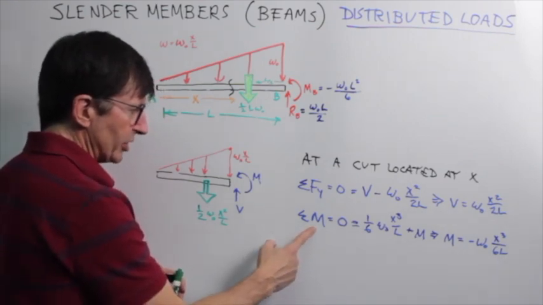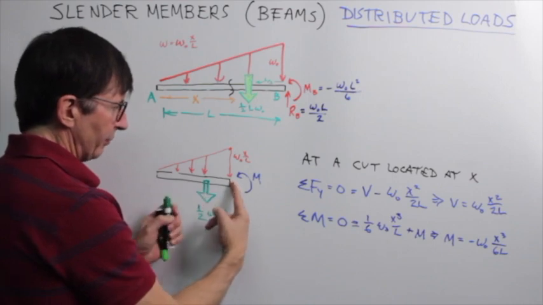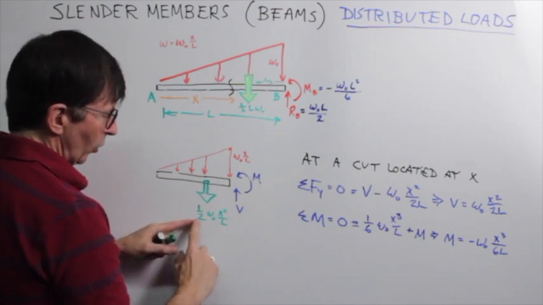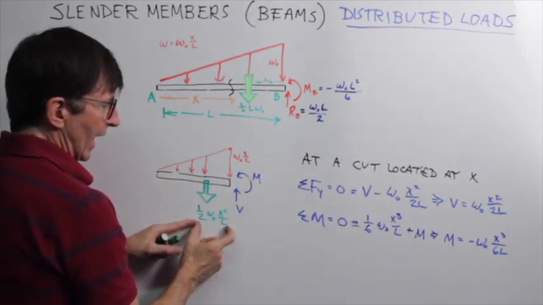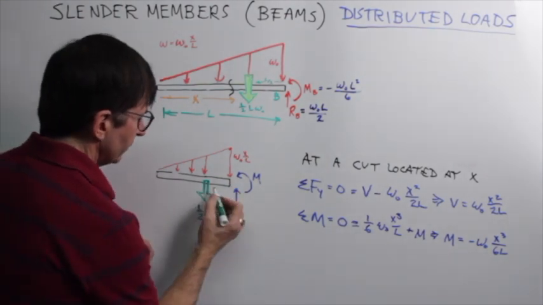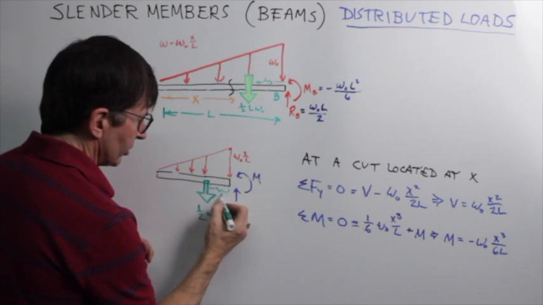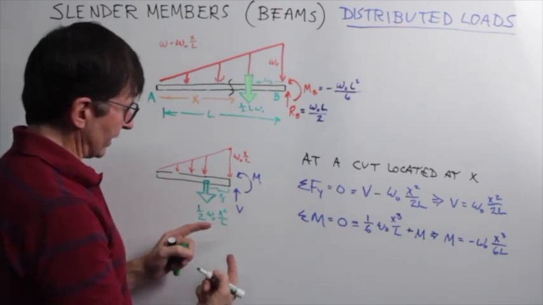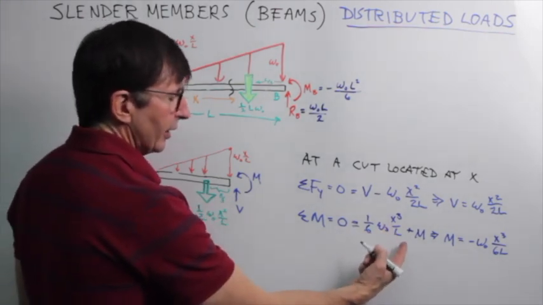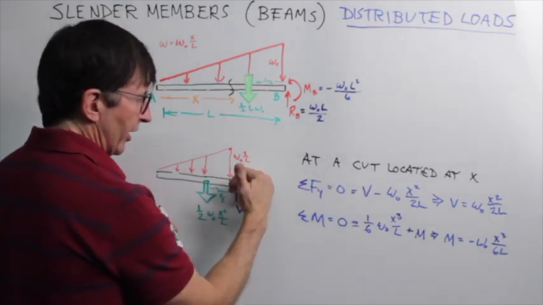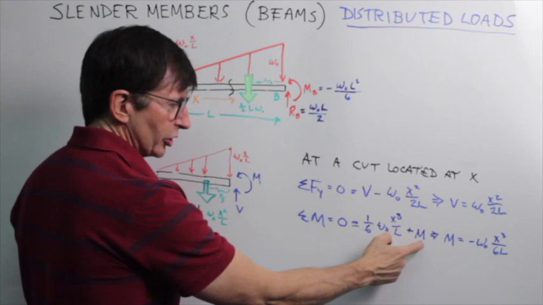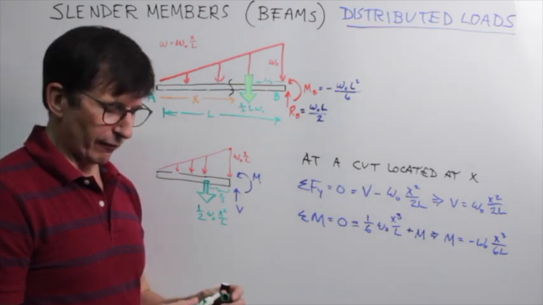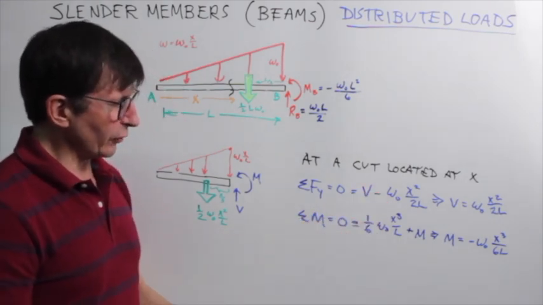Do the same summing the moments about the cut point. If our point is the end of the beam, then we've got the positive effect of 1/2 W naught x squared over L acting at a distance of x over 3. When I multiply the force times the perpendicular distance, it's x cubed W naught over 6. And then we add to that, I've drawn the unknown M in a positive orientation, so I add M, rearrange, M is equal to the negative of that moment value. So now I have my equations for shear and moment.